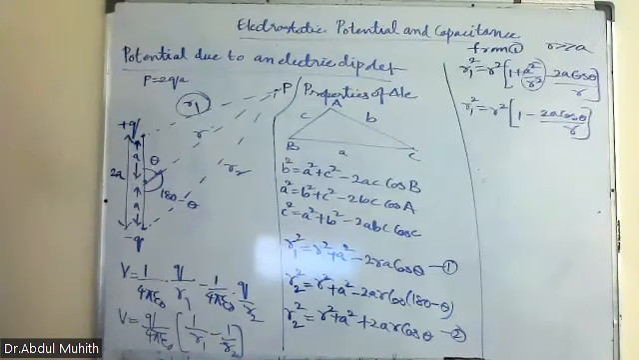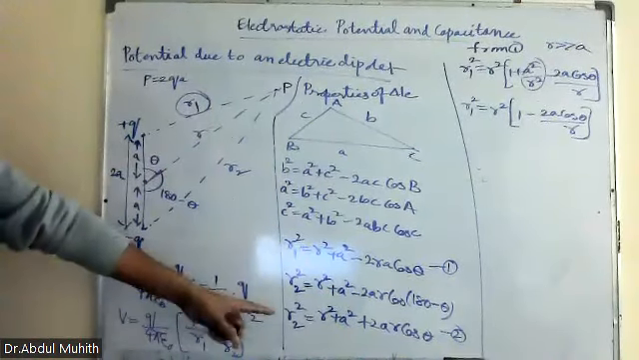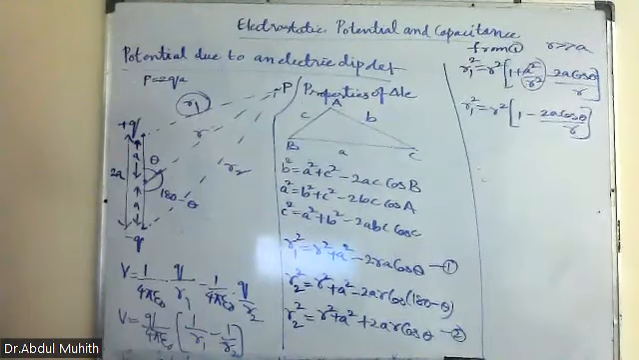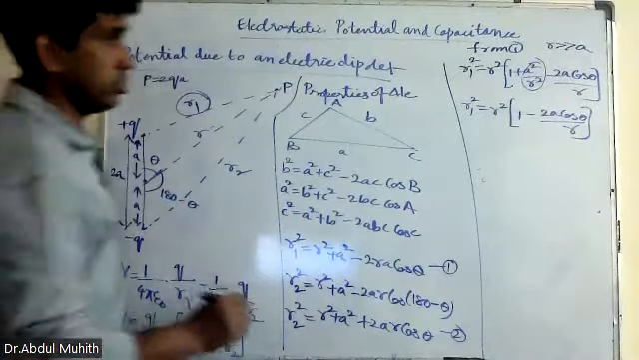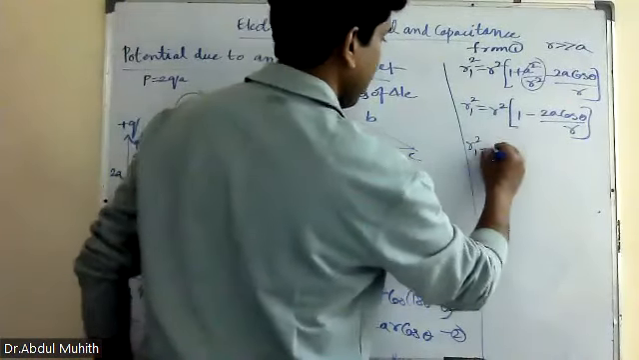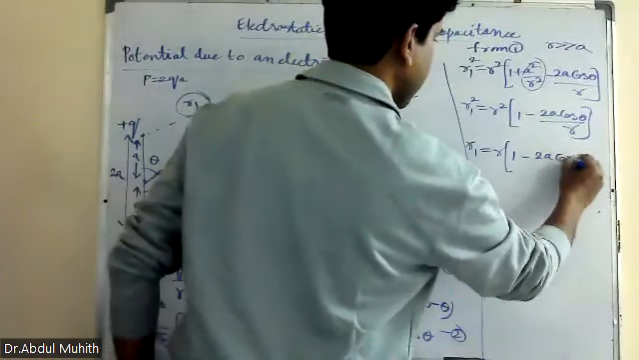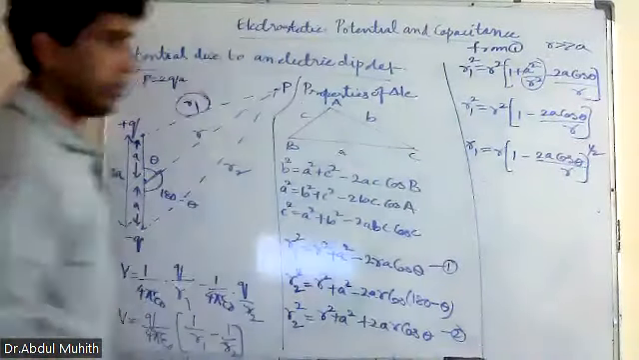Yes, sir. Now what I have done is, R1 square is equal to R square taken common, and I got 1 minus 2A cos theta divided by R. Now I want to remove this square on this side. So R1 is equal to R into the remaining 1 minus 2A cos theta divided by R. Now again I am going to apply power 1 by 2.